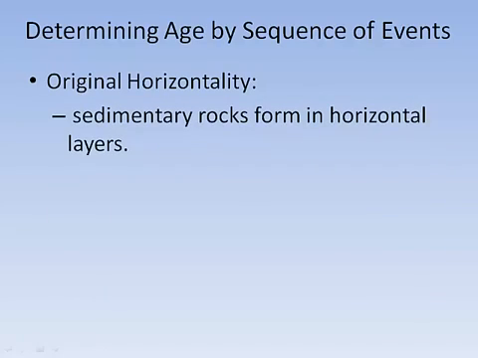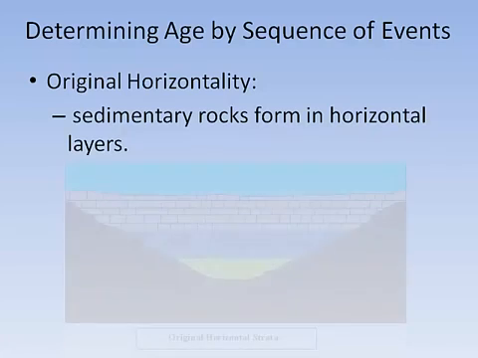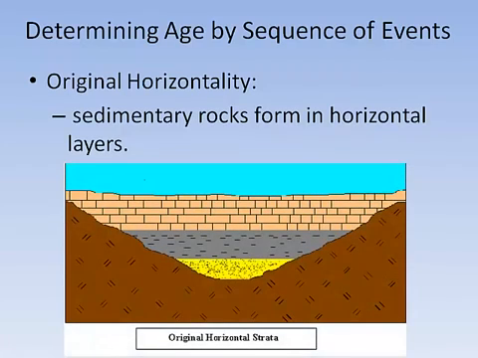Original horizontality just says that sedimentary layers form in horizontal layers. Remember that sedimentary rocks are generally formed with the help of water, and water maintains a horizontal level. So even if you have a depression like this, as the rocks fill in, they'll make horizontal layers. They don't tilt when they form.